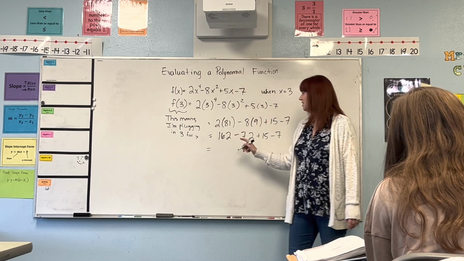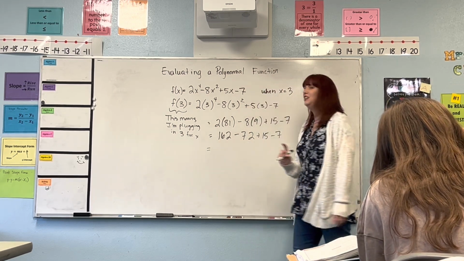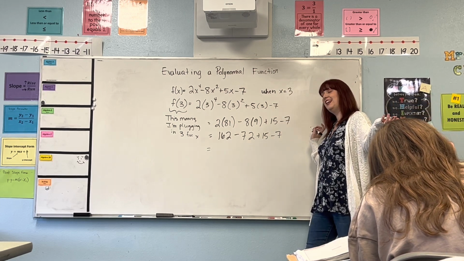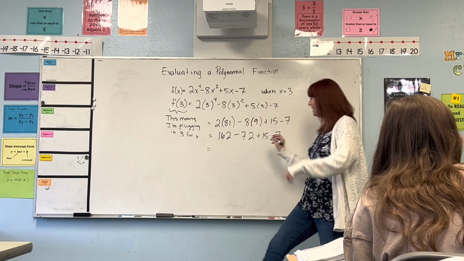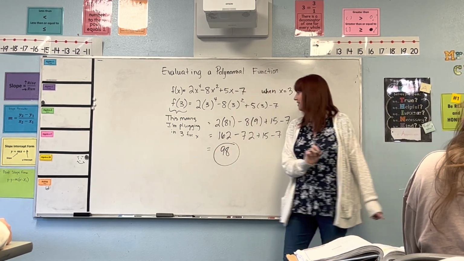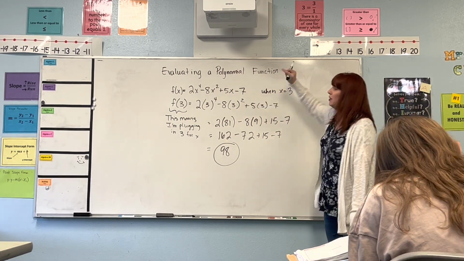162 minus 72 is 90. 90 plus 15 is 105. 105 minus 7 is 98. Good. Look at all that mental math. Good job. So if you're asked to evaluate a function, you just plug in the number. Good.